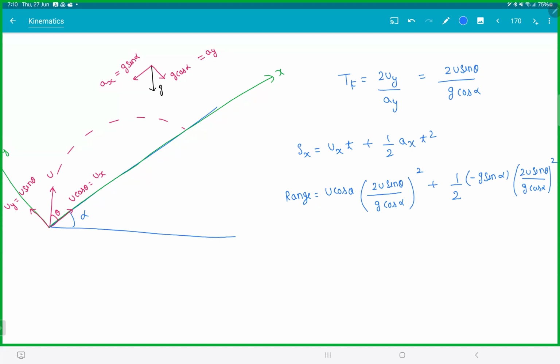Now, don't try to remember this thing. Understand how we are doing it. So, the main thing is resolve the acceleration, resolve velocities, and you're done. You'll get your standard things.